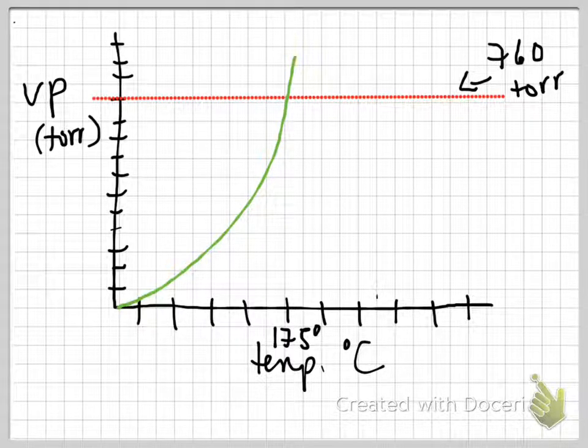So, under normal atmospheric pressure, at what point will this substance boil? We just drop a line straight down, at 175 Celsius. So at whatever temperature the vapor pressure line meets atmospheric pressure, that's the normal boiling point of a liquid. Okay, that's the point at which all the particles just escape into the vapor phase.